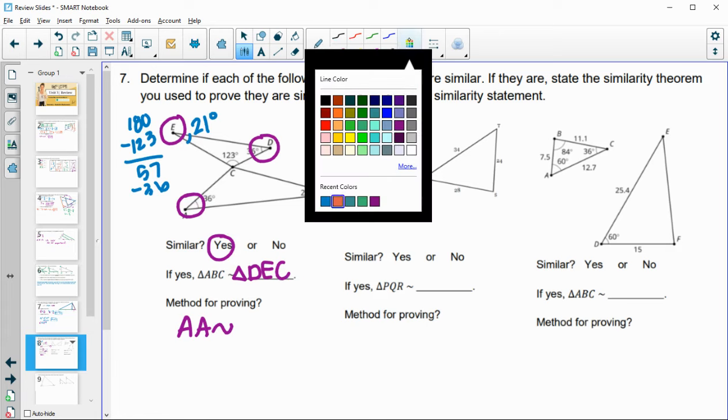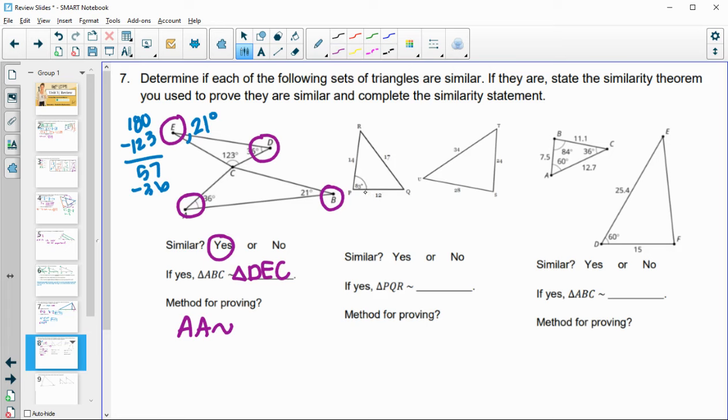Next triangle, or next set of triangles, so we see that we've got an 83-degree angle here, but we don't have any angles in this one. And we also have all three sets of sides marked or given to us. So we want to compare these.